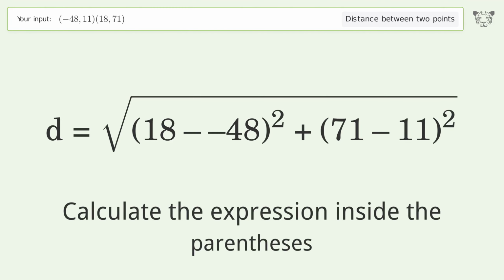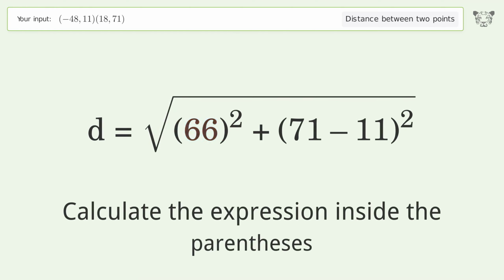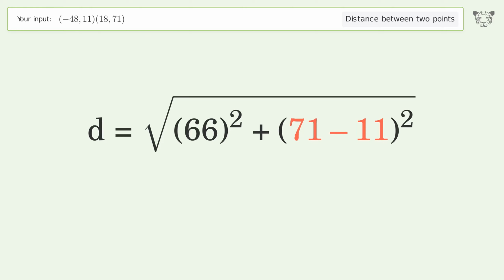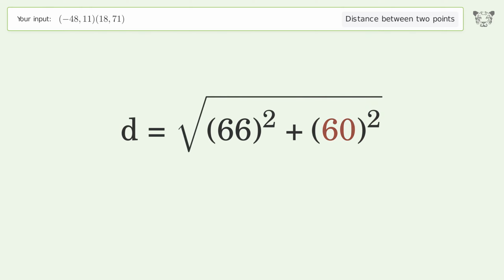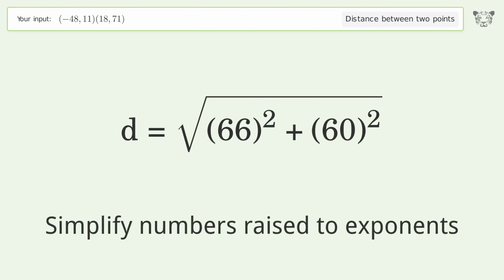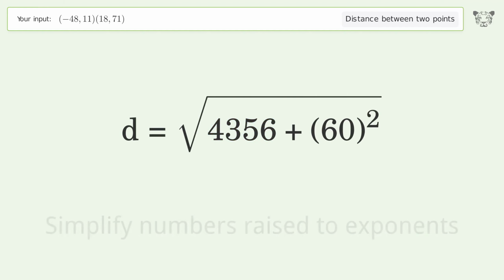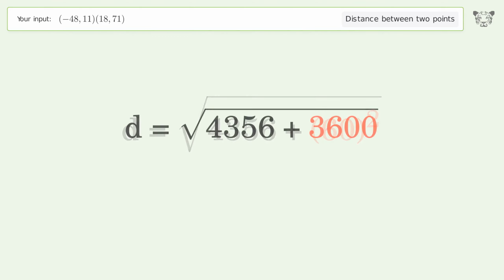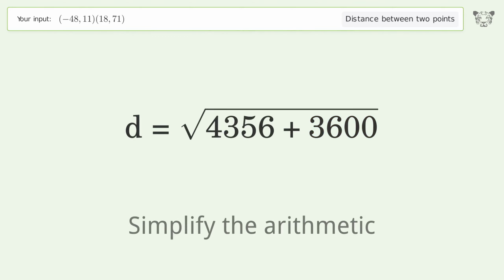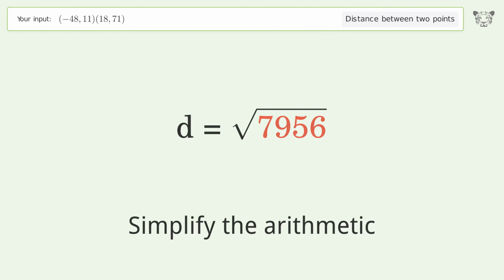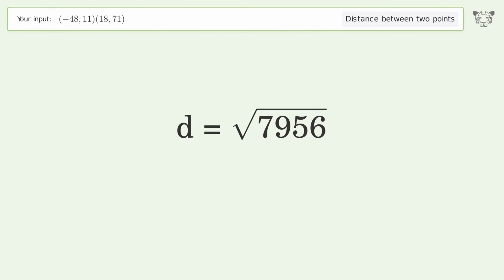Calculate the expression inside the parentheses. Simplify numbers raised to exponents. Simplify the arithmetic. And so the distance between the 2 points is the square root of 7,956, or 89.196.